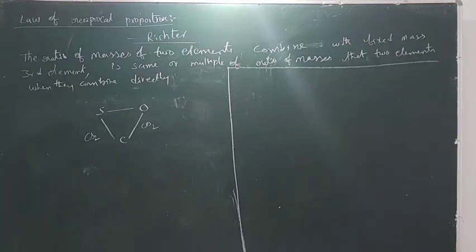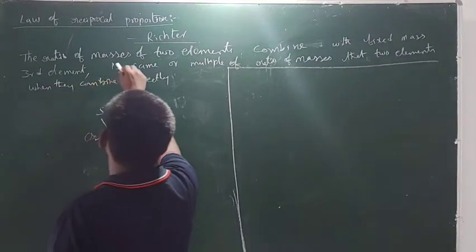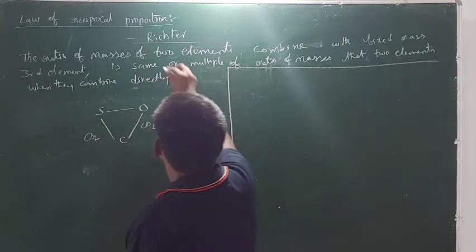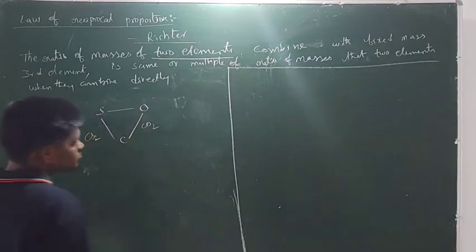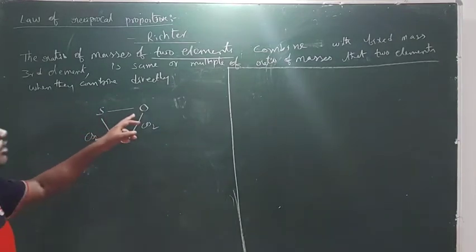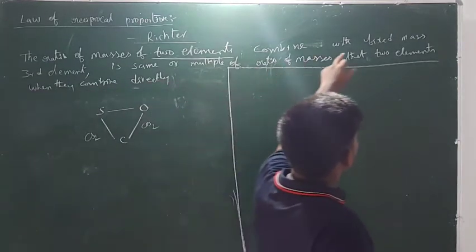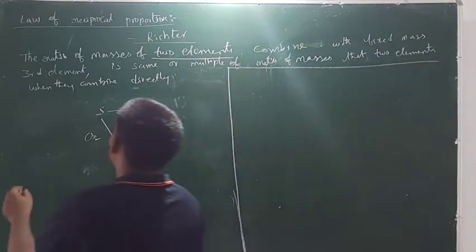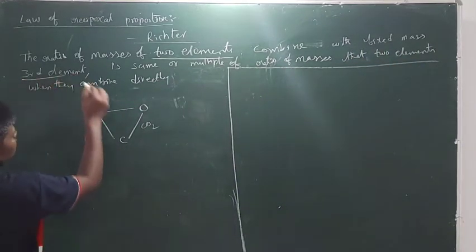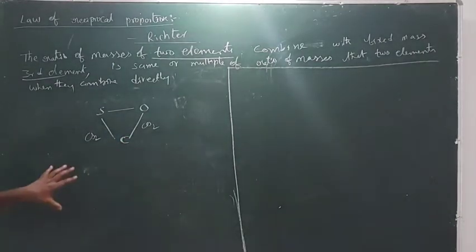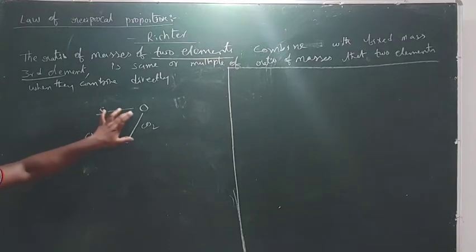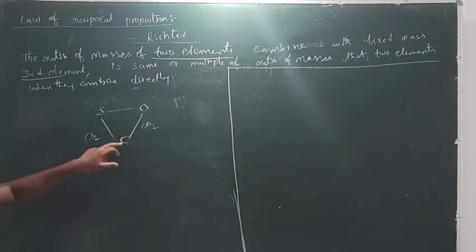Now you see the first line, the ratio of masses of two elements. Here let me consider the two elements sulfur and oxygen. These are the two elements combined with the fixed mass of a third element. Here the third element is carbon. First we need to know the ratio of the sulfur and oxygen when they are combining with the fixed mass of the third element. So first let us take the mass values.